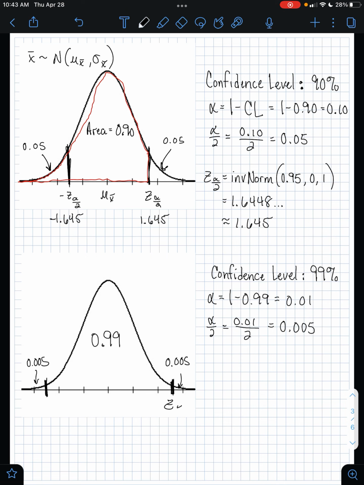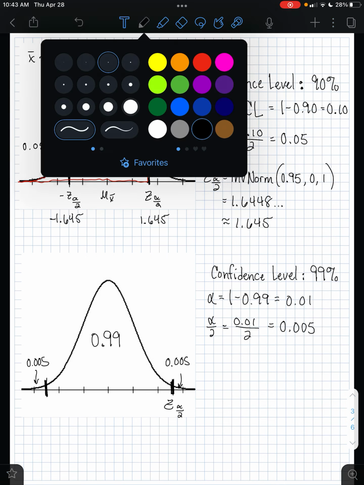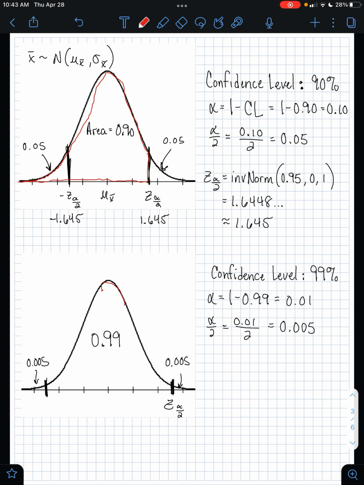So in order to get this z-score here, we need to take the entire area to the left of it, which is the 0.99 and the 0.005 in the left tail. And that would give us 2.576 approximately.